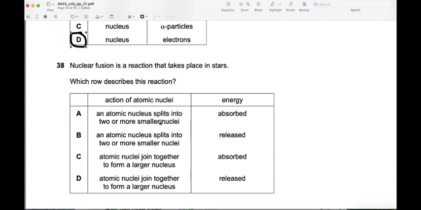Is the atomic nuclei split? Anything split is wrong. Fission is split. Fusion is joined together. So A and B are wrong. Just focus on C and D, choosing your answer. Atomic nuclei join together to form a larger nucleus.